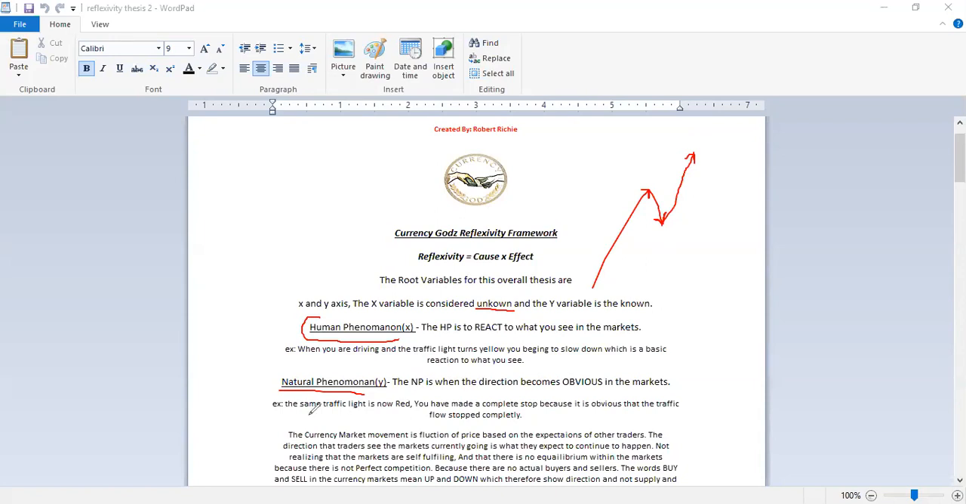So let's say the same traffic light is now red. Okay. Everyone knows what you do. You make a complete stop. So at this point, you've made a complete stop because it's obvious that the traffic flow has stopped completely. Okay. Because if you don't stop, obviously you're going to get into an accident. Okay. So these are the two basic rules behind this overall market direction.